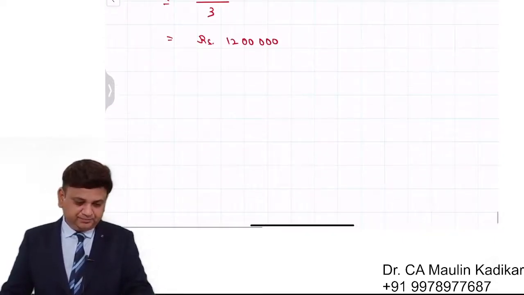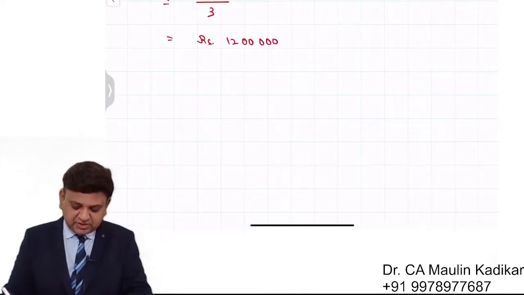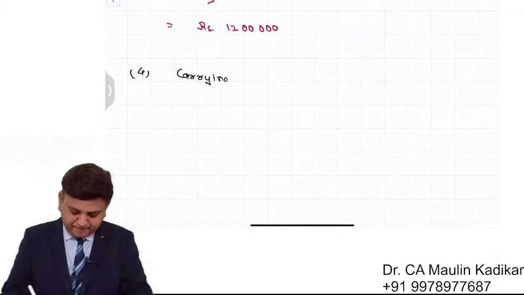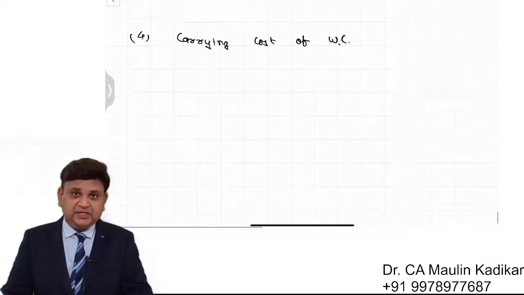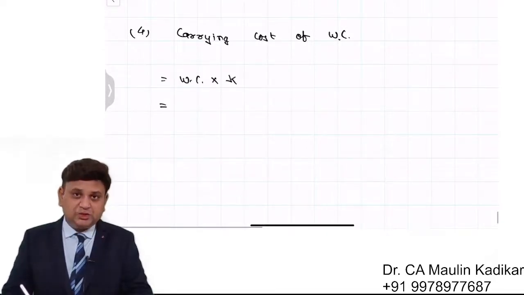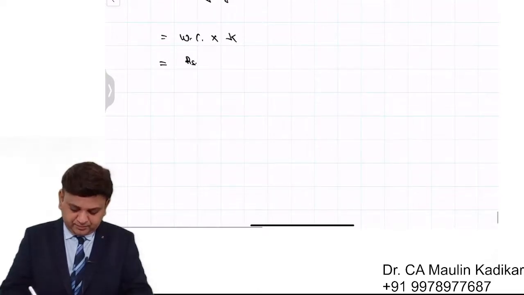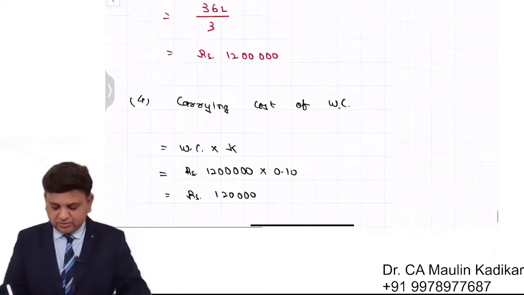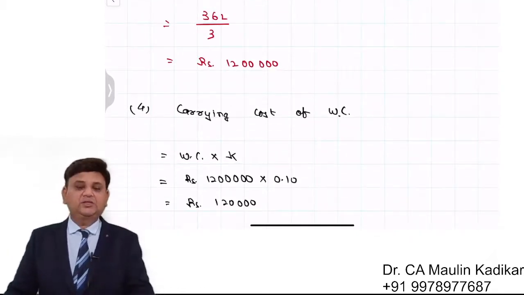Fourth question. The question says that you're required to find carrying costs of the working capital. It is calculated as working capital into cost of capital. It is rupees 12 lakhs into 10 percent. That comes to 1 lakh 20,000. This is the way carrying cost of the working capital is found.